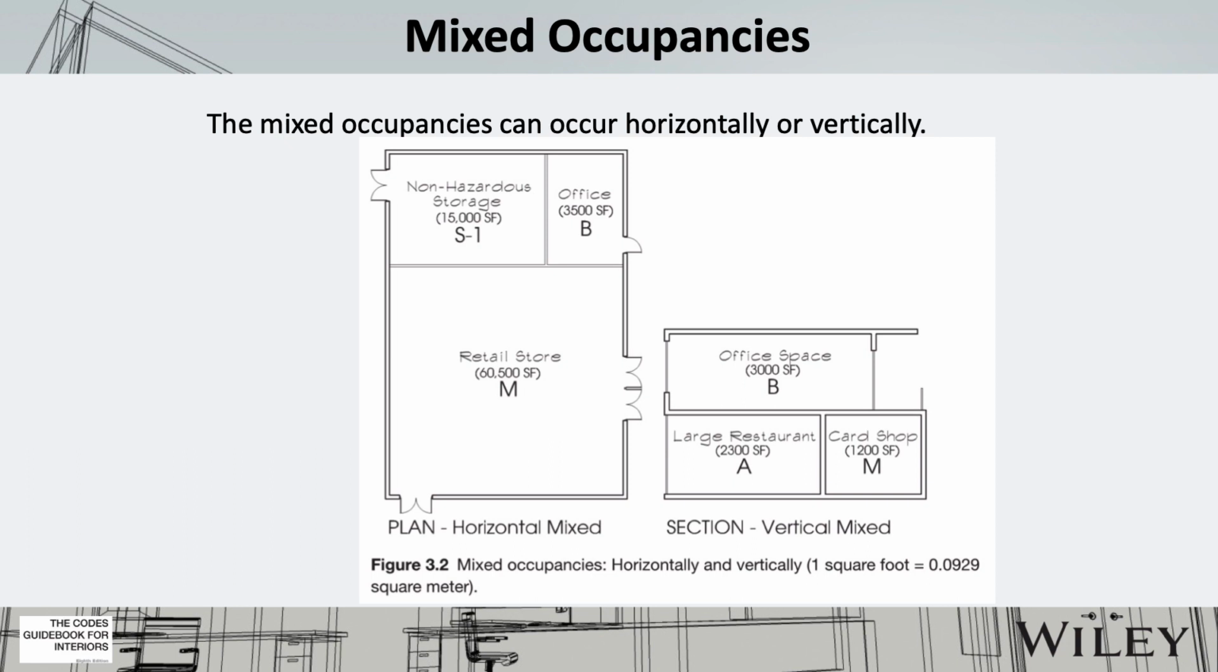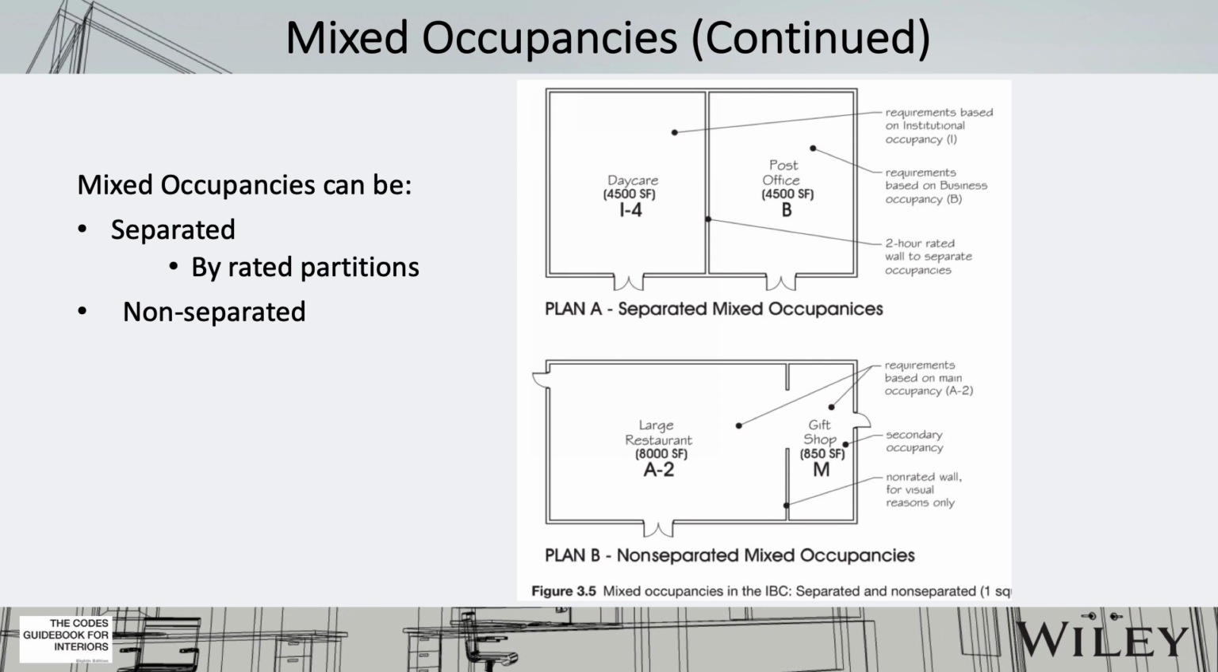The example on the right would be a two-story or could be multi-story mixed-use space where you have restaurant and shops on the ground floor and maybe office space or even residential space above. The mixed occupancy examples may need to be separated by rated partitions, as is the case of the top illustration, where the I-4 is separated with a 2-hour wall from the B, and the bottom illustration is showing a non-separated example.